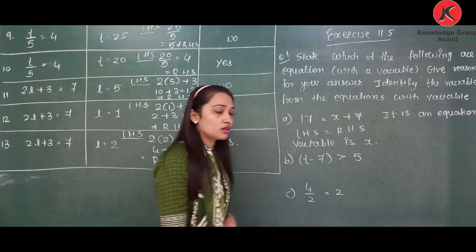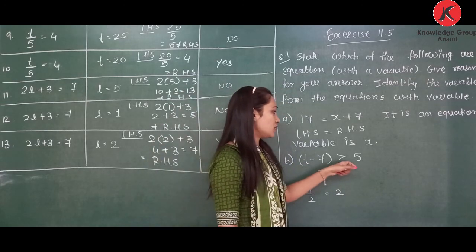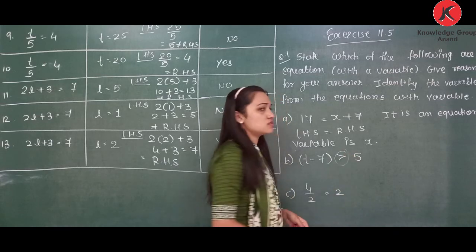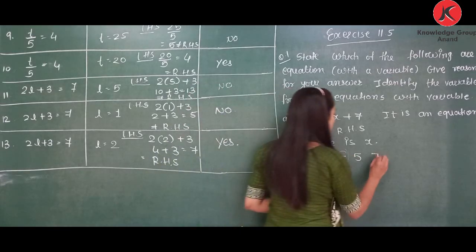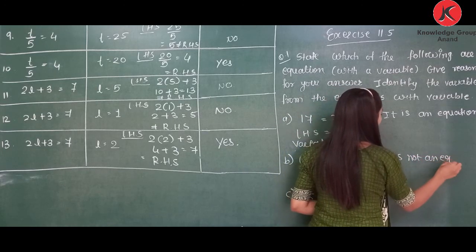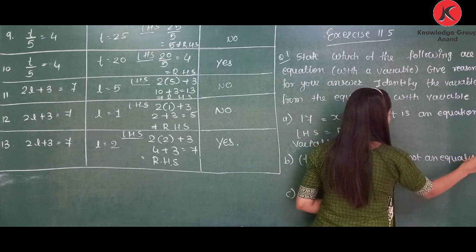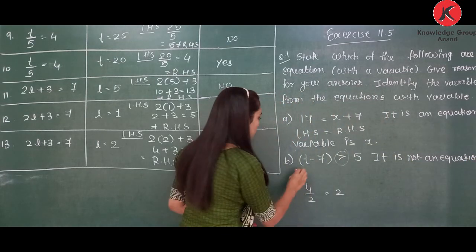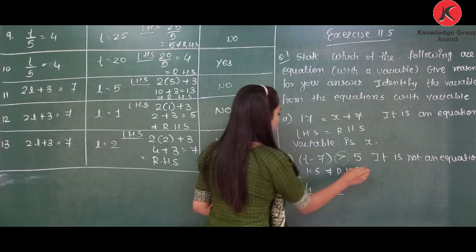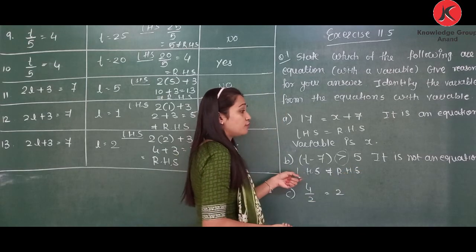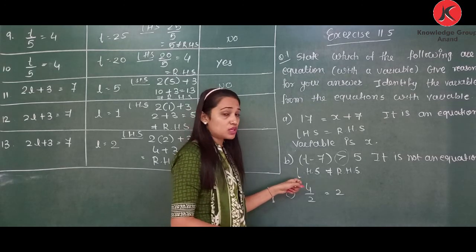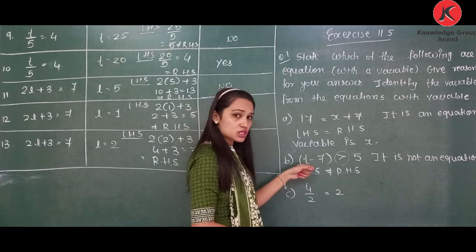x. Now next, t minus 7 is greater than 5. So whenever a greater than sign is given, it is not an equation. So we can write it is not an equation. Reason, left hand side is not equal to right hand side. And variable is given. If it is not an equation, then it is not necessary that you need to write the variable. If you want to write, then you can write variable is t.